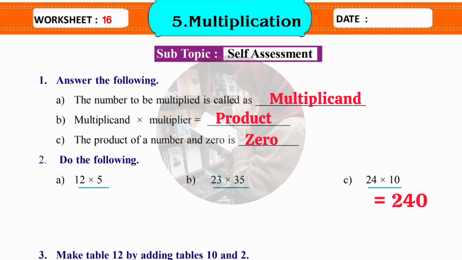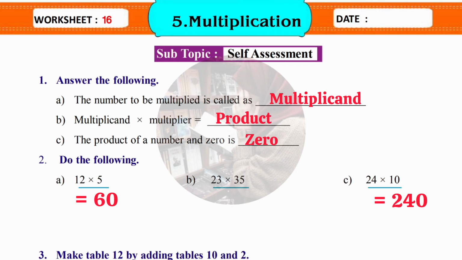Next, second Roman numeral, do the following. First one is given: 12 multiplied by 5. If you know the 12th table, you may easily write down 60 as the answer. If you don't know, just multiply: 5 2s are 10, write down 0, 1 carry forward, 5 1s are 5, 1 added makes 6. So 60 is your answer.